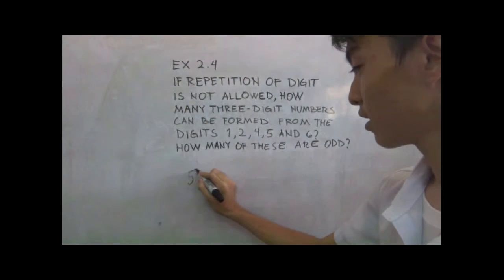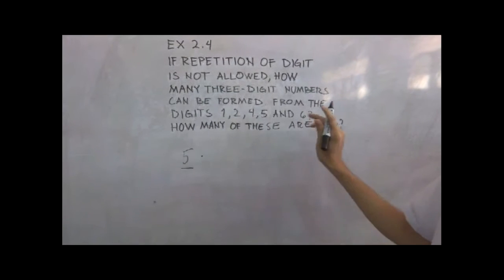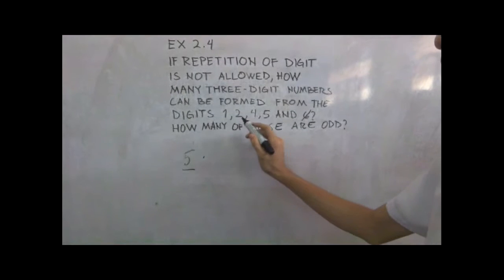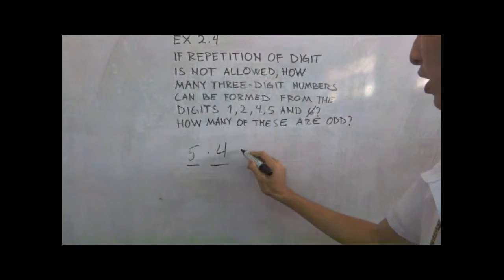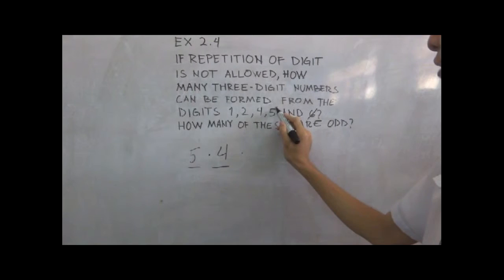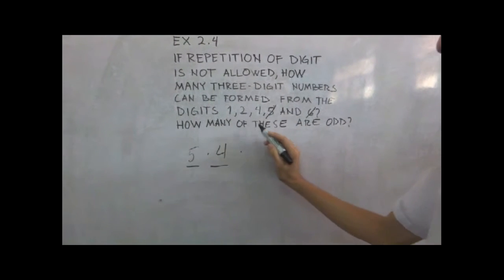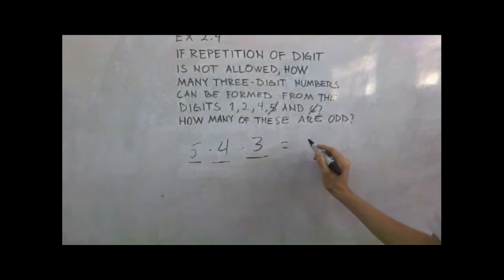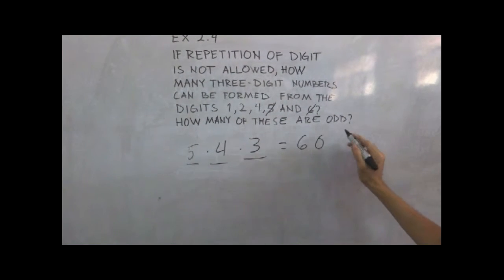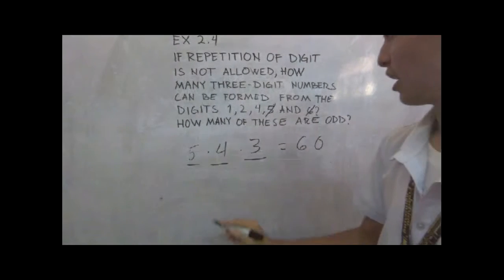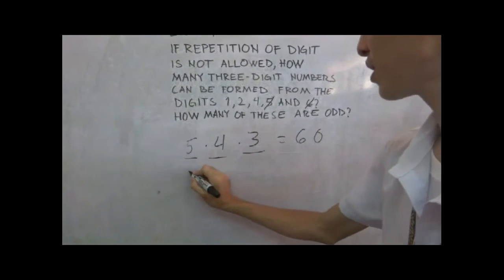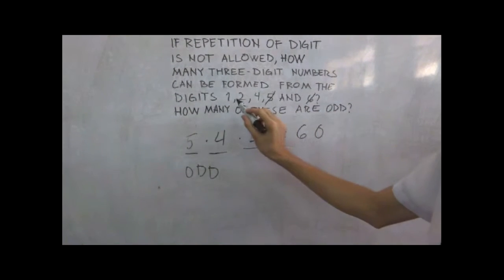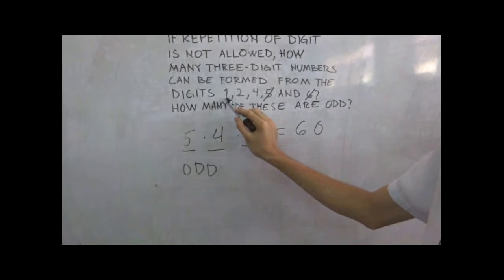So 5 times, when we pick 1, there are 4 digits left, so 4. And we pick 2, after we pick 2, there are 3 digits left, so 3. And the answer there is 60 3-digit numbers. And for odd numbers, there are 2 odd digits, which is 1 and 5.